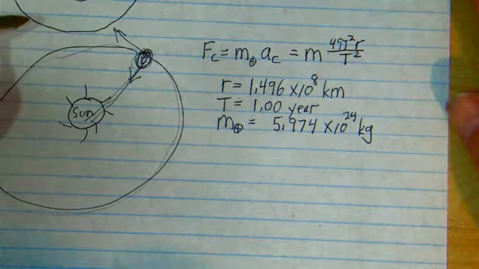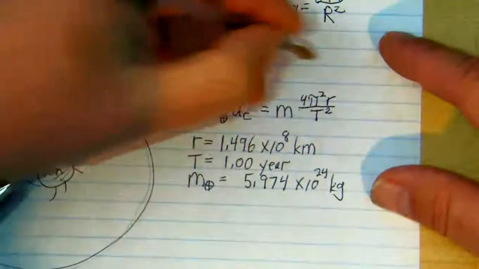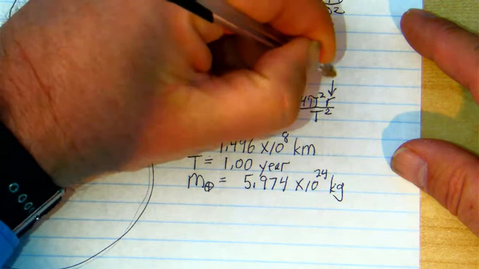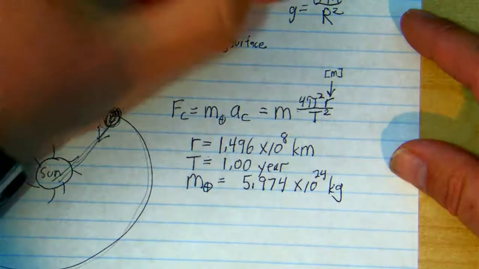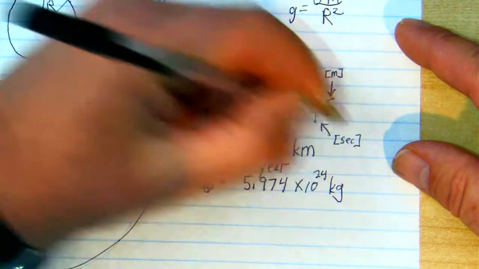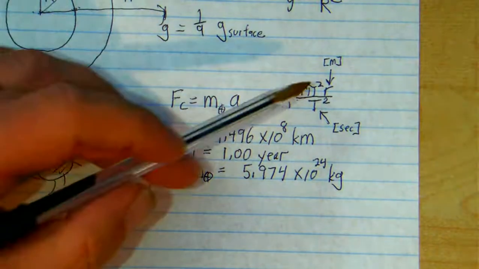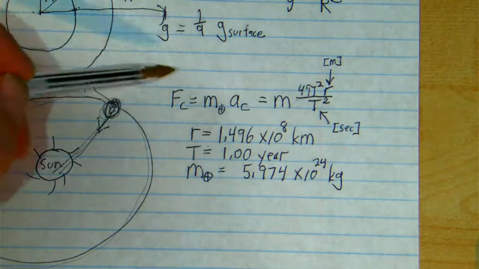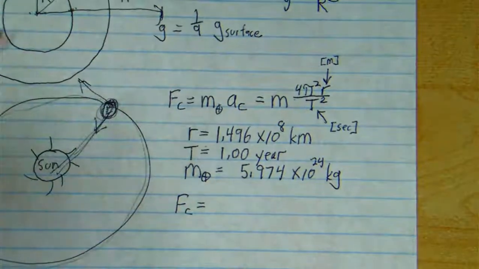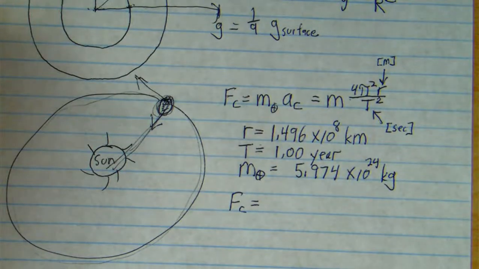Armed with that information, keeping in mind that in this formula for centripetal force to work out correctly, the radius must be in units of meters, not kilometers, and the period must be in units of seconds, not years. Pause the video, do the conversions, and calculate, please, what is the centripetal force acting on the Earth in its presumed circular orbit around the sun.